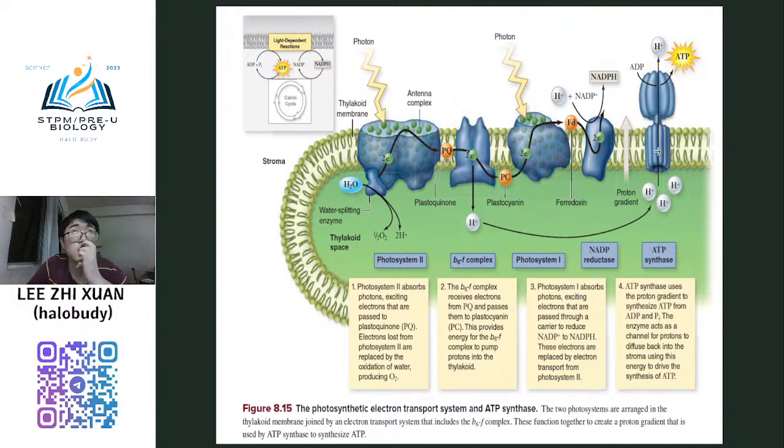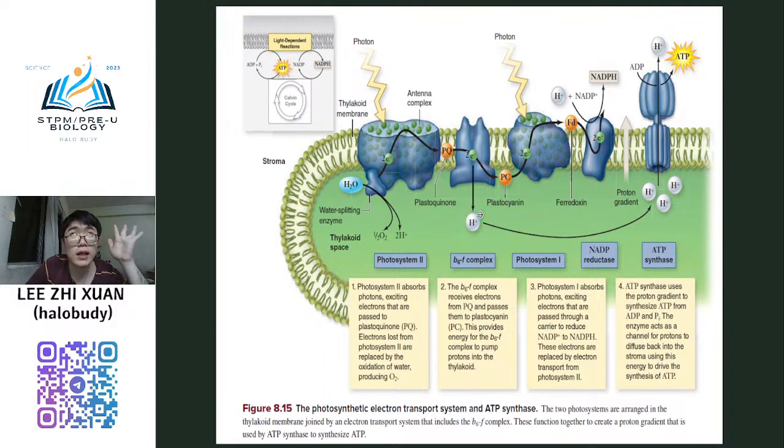Same as in the mitochondria, right? In the mitochondria it occurs at the inner membrane. But for the chloroplast, it occurs at the thylakoid membrane, not at the thylakoid space. If you say thylakoid space, that is wrong. The thylakoid space just stores hydrogen ions, just to create the electrochemical gradient.